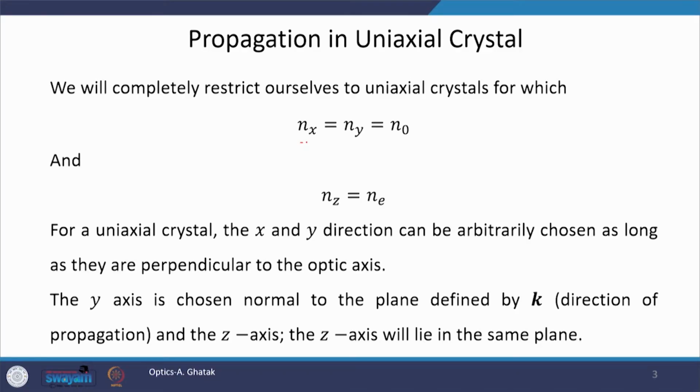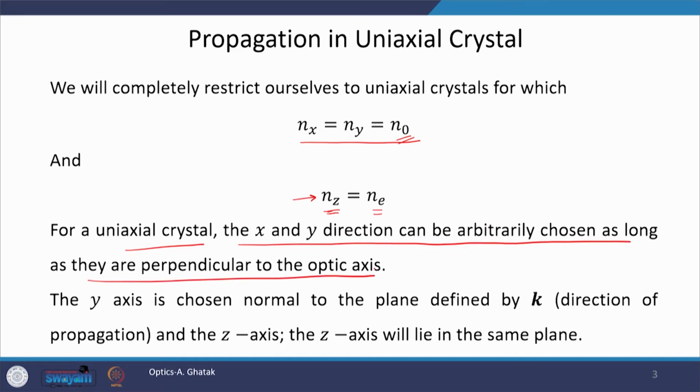Now we will consider the case of a uniaxial crystal, wherein the refractive indices along the x and y axes are equal, and we assume they are equal to n_o, the O wave refractive index. Along the z axis, the refractive index n_z is equal to n_e, the E wave refractive index. For a uniaxial crystal, the x and y directions can be arbitrarily chosen as long as they are perpendicular to the optic axis.